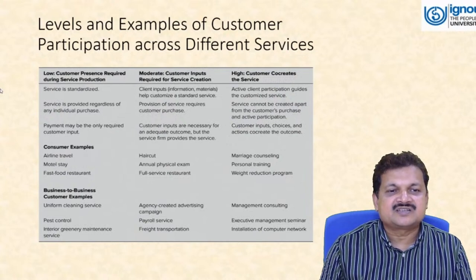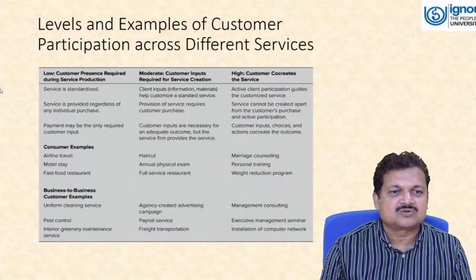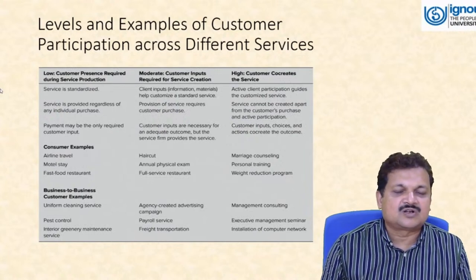And B2B cases: uniform cleaning services is a low one, pest control is also a low one, interior greening maintenance also low. That is, once they come or twice they come, the service will be over. Second, moderate cases: agency created advertising campaign.